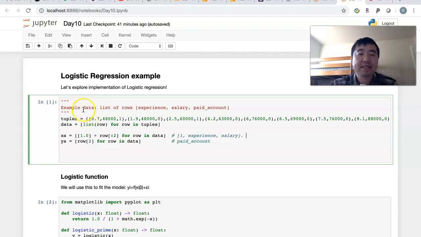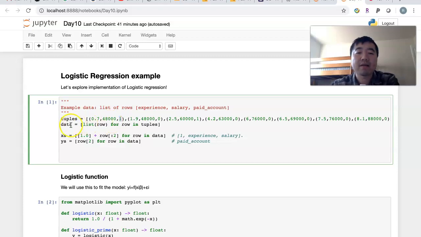As you can see here, we do have the data. The tuples are the input data. Each element is a tuple that describes the experience. The first number is the experience, the second number is salary, and the third is paid or not paid. So obviously the third element will always be 0 or 1.